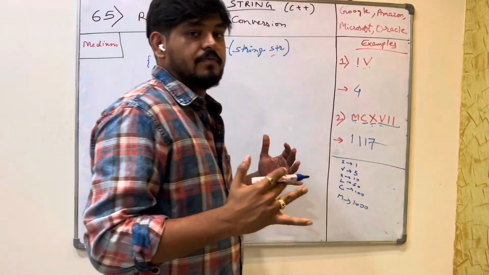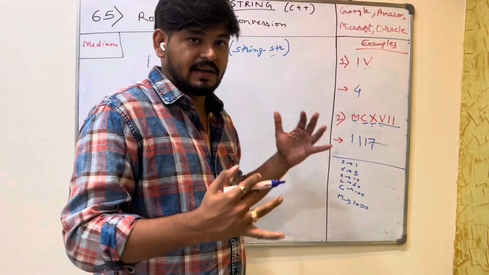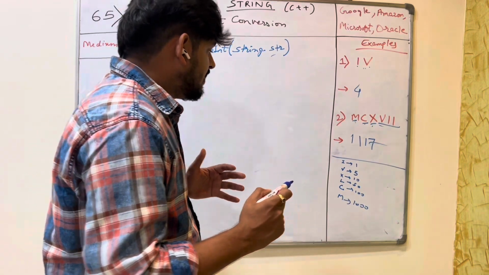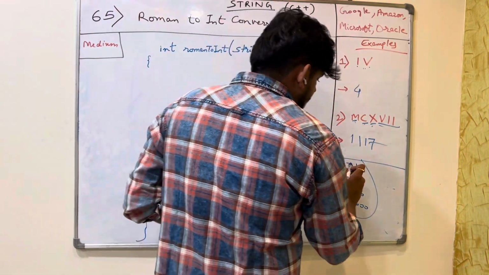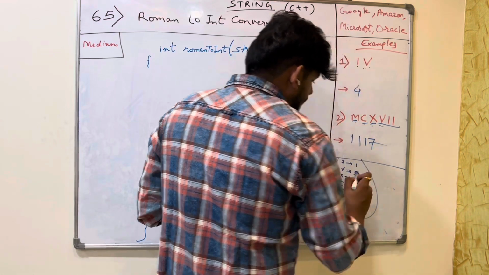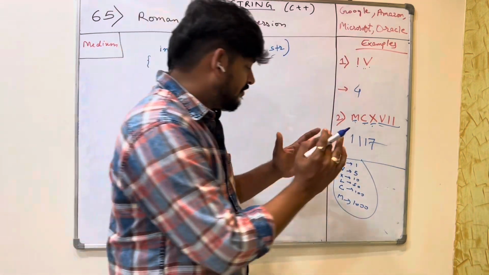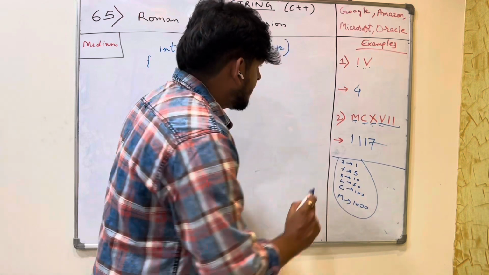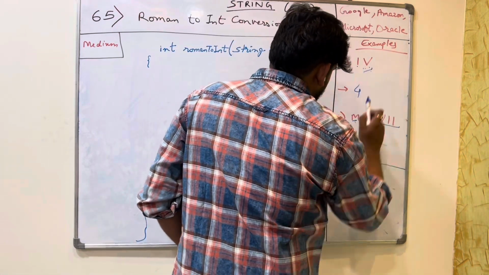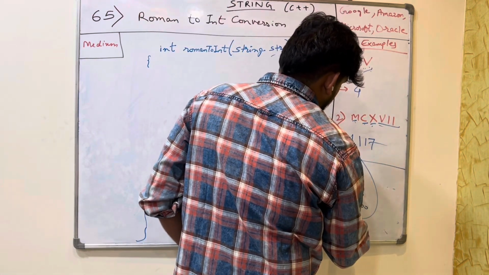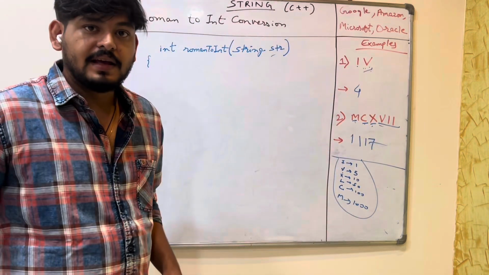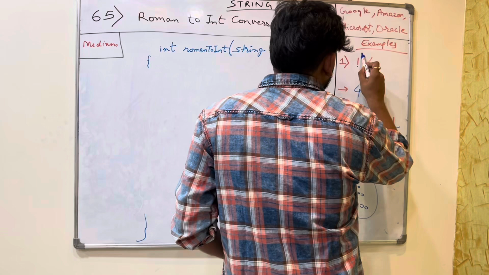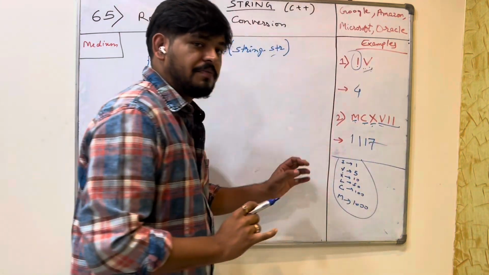So the way Roman letters are written is, when we see in these symbols that a smaller value appears before a larger value, like in this example, this V is greater than I, right? But this I has appeared before V. That means we need to subtract this value from the answer.